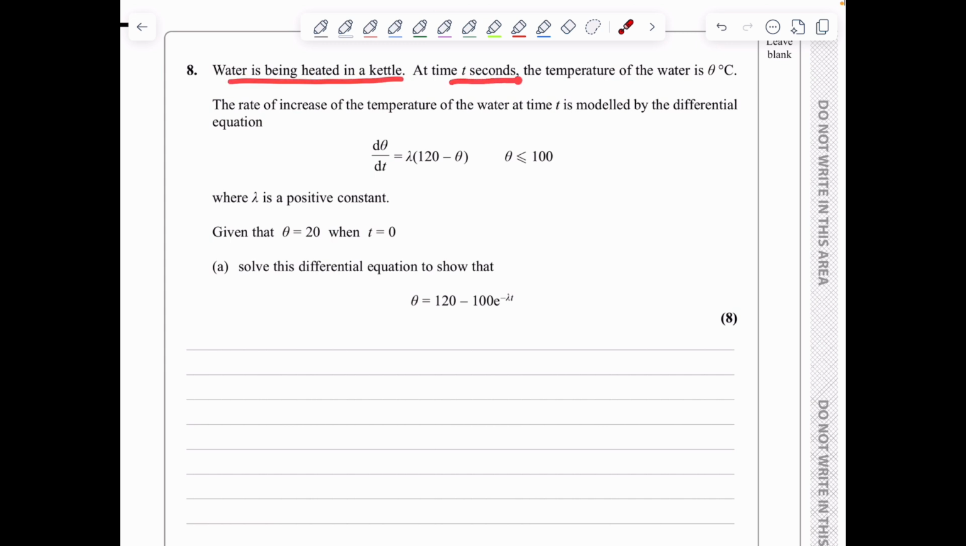In question 8, we've got water being heated in a kettle. At time t seconds, the temperature of the water is theta degrees Celsius. We are given this differential equation describing the rate of increase of the temperature of the water. We are additionally told that when t is 0, theta is 20, and we need to solve this differential equation to arrive at theta is 120 minus 100 e to the minus lambda t.